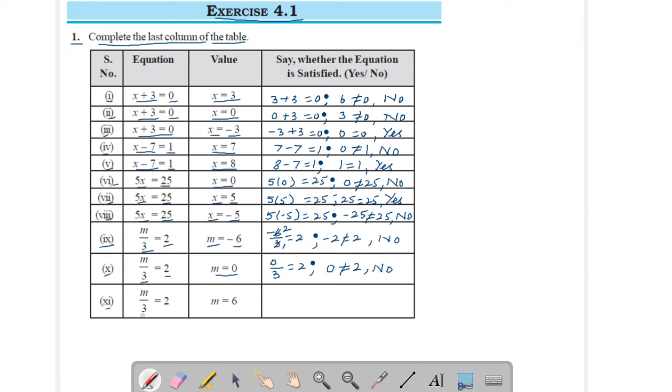Now come to 11th part. m/3 = 2. Here m = 6. Here replace m by 6. You will get 6/3 = 2. What will you get? Here 3 ones are 3, 3 twos are 6, that is 2 = 2. Here the left hand side is equivalent to the right hand side. Therefore this satisfies the given equation. Therefore your answer is yes.